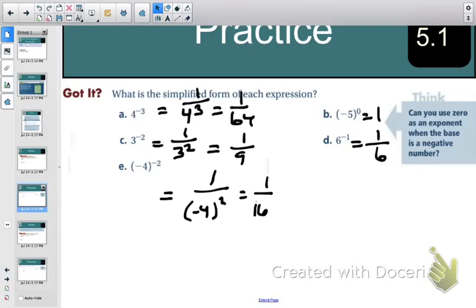A should be 1 over 4 to the third, which just turns into 1 over 64. B is just 1 because it's a 0 exponent. C, 1 over 3 squared, which is 1 over 9. D, which is 1 over 6. And then E, you have that negative, so it's going to be 1 over negative 4 squared. But when you do a negative times a negative, negative 4 squared is actually positive 16 because negative 4 times negative 4 is positive 16. So it just gives us 1 over 16.